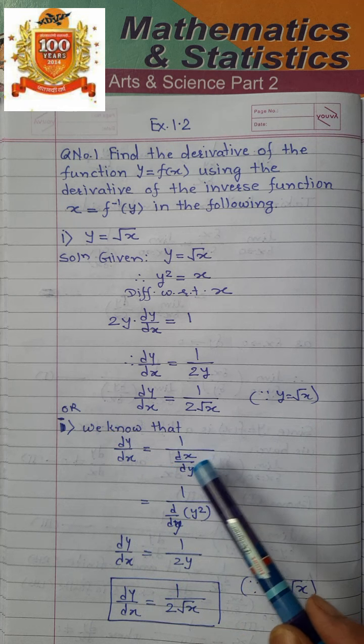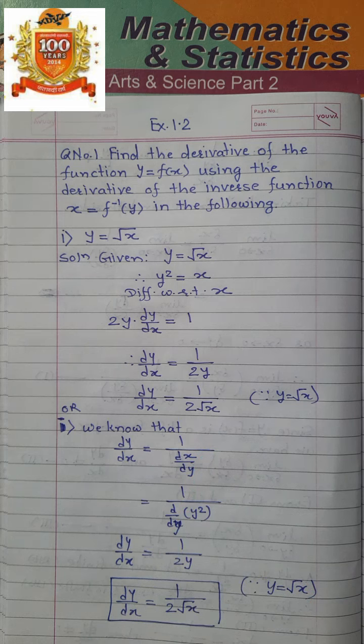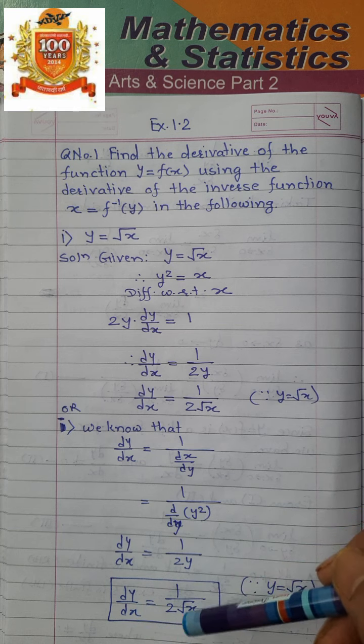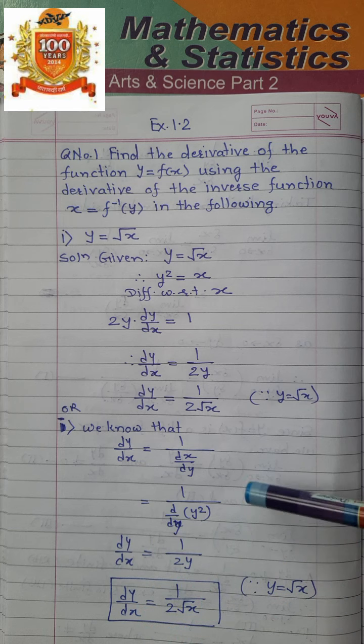The remaining sums we will solve by using this method, isn't it? By using this method, dy by dx is equal to 1 upon dx by dy. We express x in terms of y, and then we put the value of x, then we differentiate this with respect to y, and at last we put the value of y, and we get the answer dy by dx is equal to 1 upon 2 root x. In this way we will solve the remaining sums of this question, isn't it? Let us see the next sum.